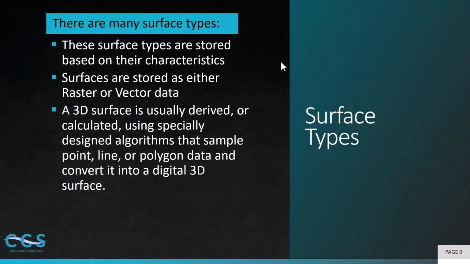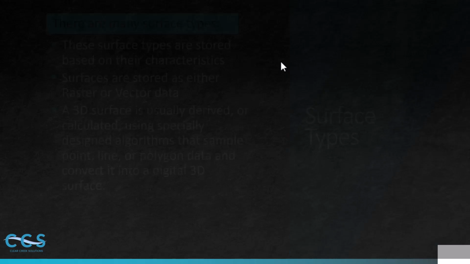There are many surface types in ArcGIS. These surface types are stored based on their characteristics. The surfaces are stored as either raster or vector data, and a 3D surface is usually derived or calculated using specially designed algorithms that sample point, line, or polygon data and convert it into a digital 3D surface.